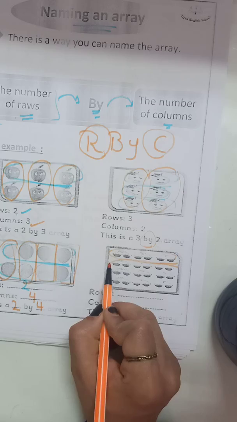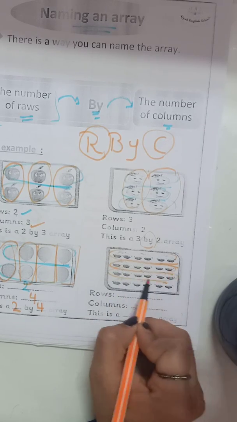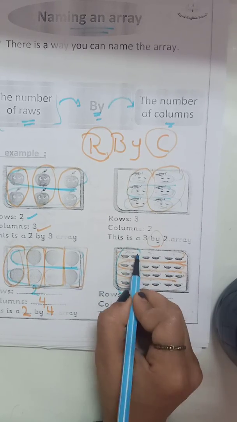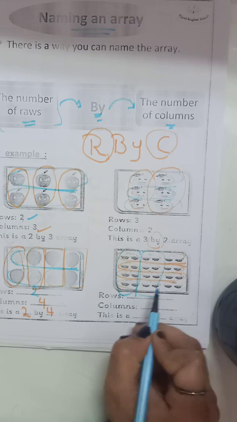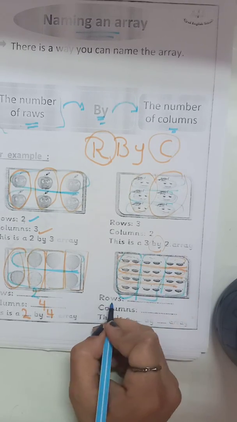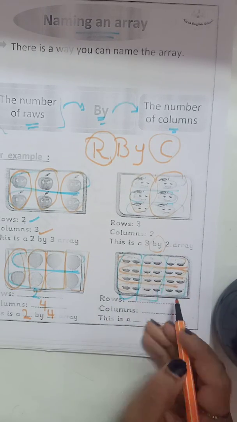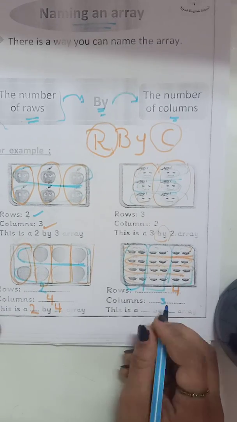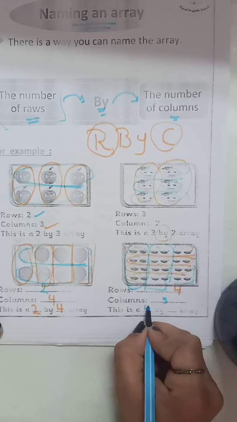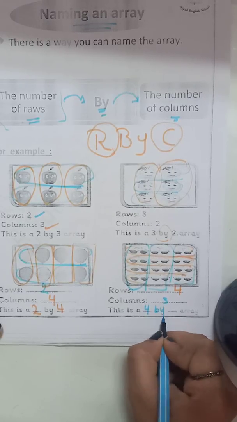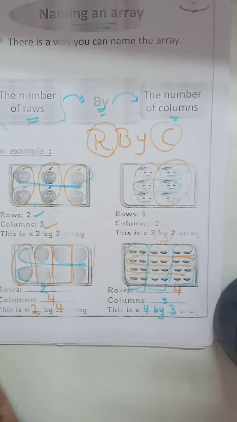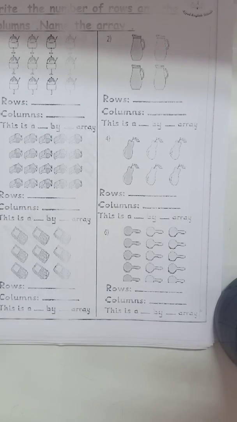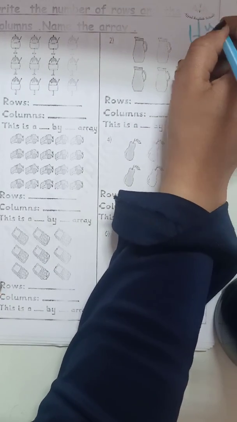The next one, how many rows? 1, 2, 3, 4. How many columns? 1, 2, 3. So 4 rows and 3 columns. What is the name of this array? 4 by 3 array. Okay? This is for you. Homework.